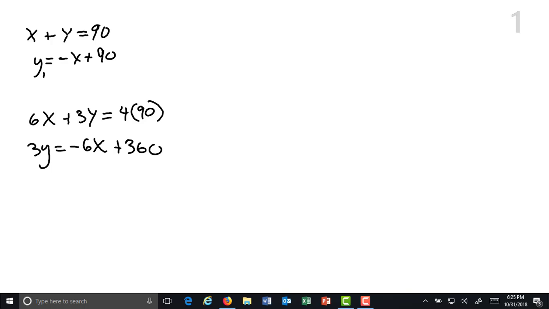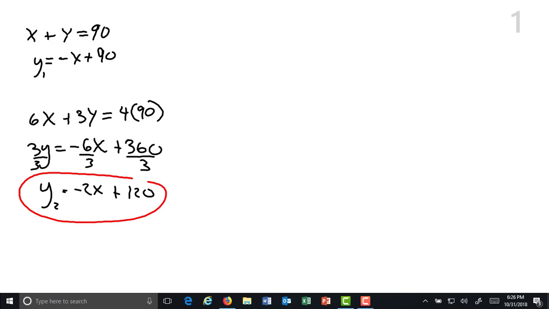Does that look right? So obviously I'm going to divide by 3, correct? And you can distribute that under here because it's a common denominator, see? So guess what? I have my second equation. It's equal to minus 2x plus, what, 120? That's y2. So there it is.